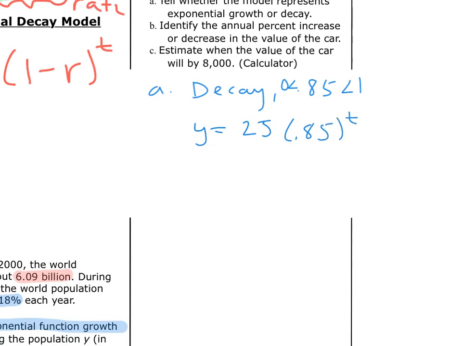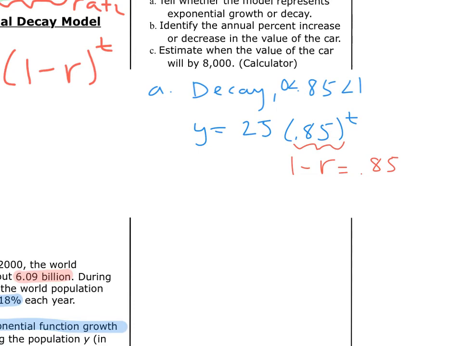If you look at this, guys, this is the function of the decay model, which is A times (1 minus R) raised to the T. So you're like, wait a minute, Mr. Farmer, you're telling me this bit right here is 1 minus R? I'm like, you betcha. But when you did your 1 minus R, you got 0.85.